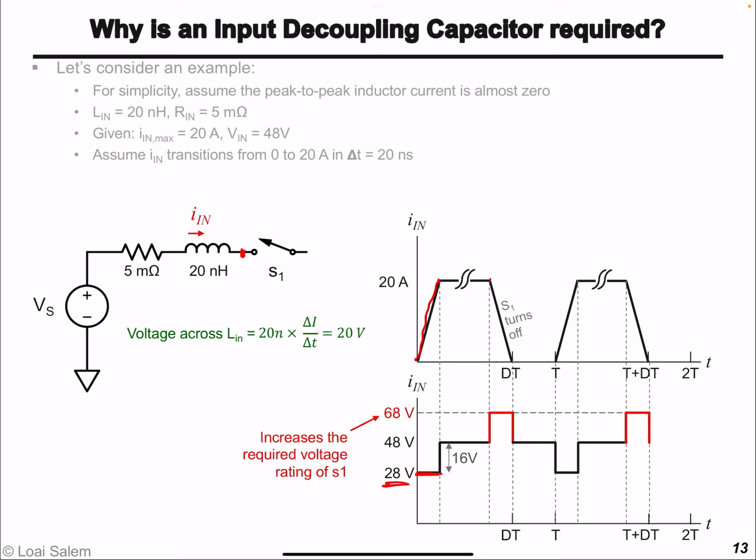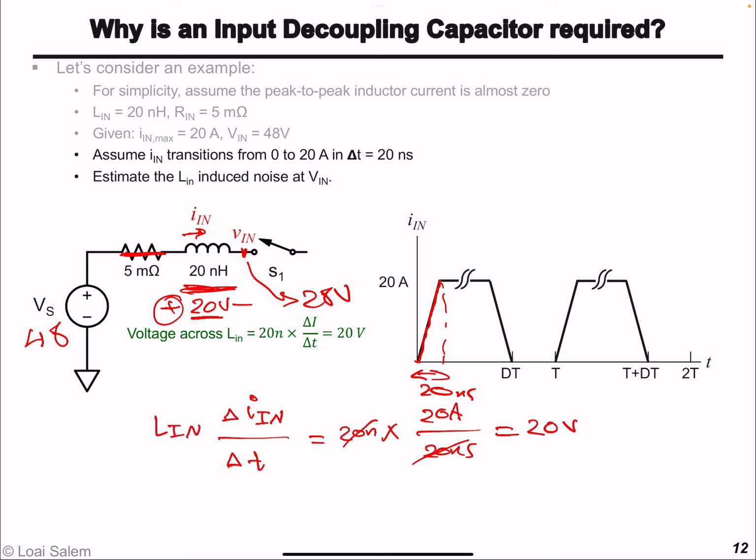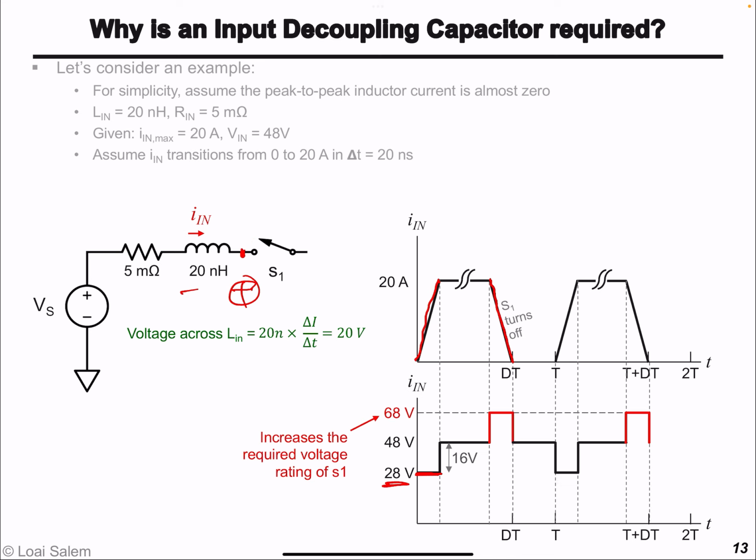Now, while the current is decreasing, the polarity of the voltage will be reversed. Instead of having positive polarity on the left side of the 20 nanohenry, it will be on the right side of the 20 nanohenry, and you will get 20 volts here.